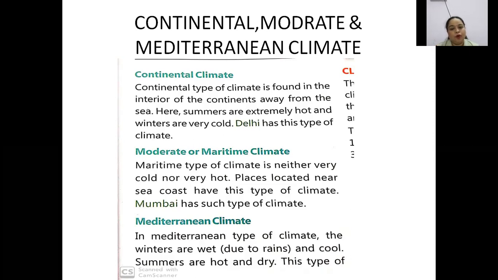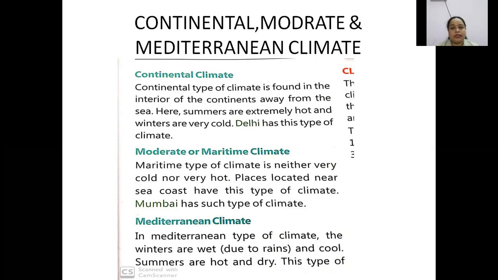Mumbai has such a type of climate. Why does Mumbai have such a climate? Because it is located near the sea. And Delhi has which type of climate? Everybody knows now. Delhi has a continental type of climate because it is situated far from the sea. Understood the difference? Okay.